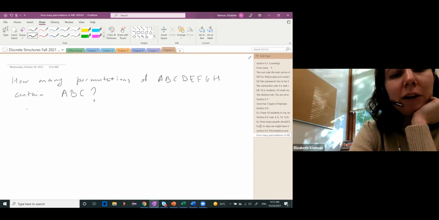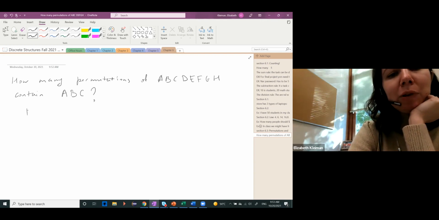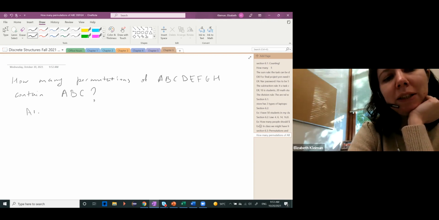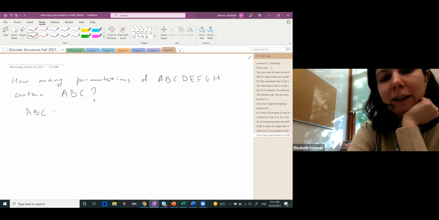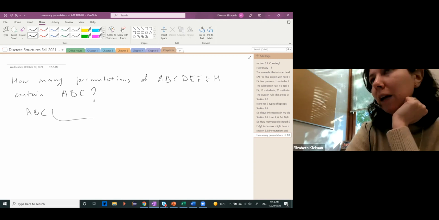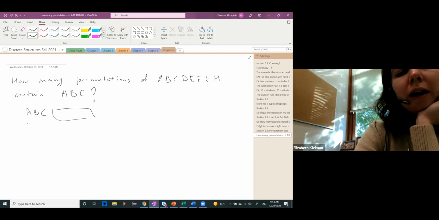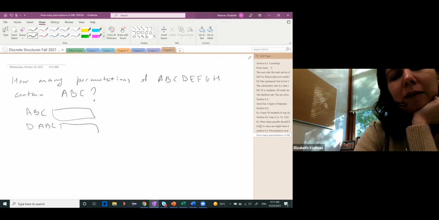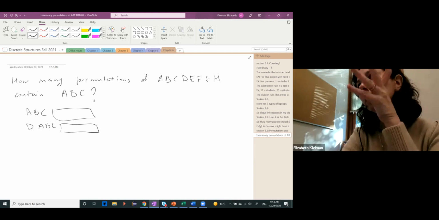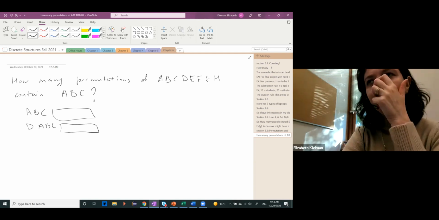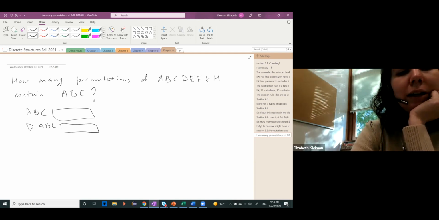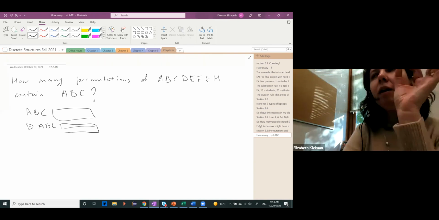Any permutation with ABC together is going to be good, correct? Then I can permute those things the way I want. It's going to be good. I can start with D and then do ABC and then 5 more out here, correct? And any permutation. I can put something here and some things here.